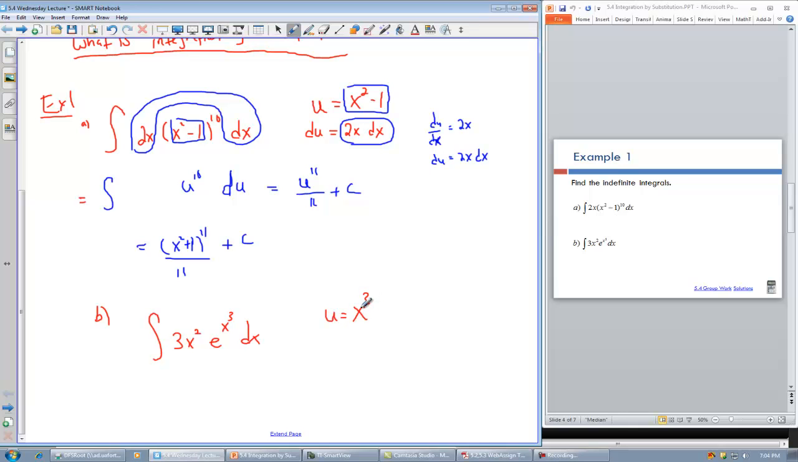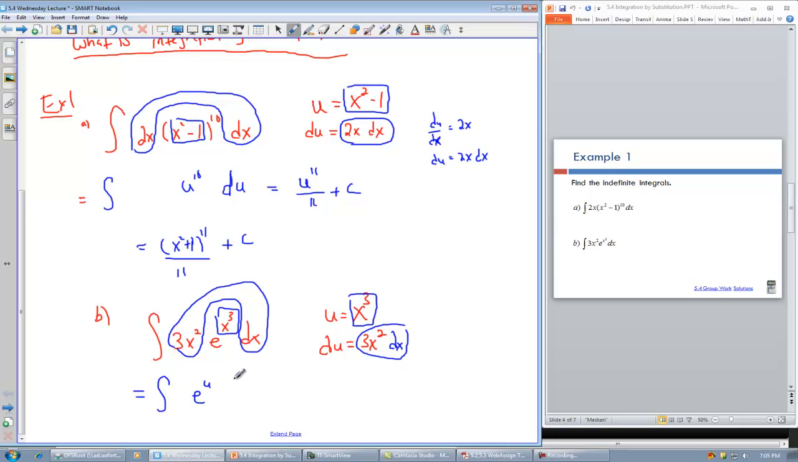So I have x cubed here, and its derivative, du, is equal to 3x squared. And now I'm going to substitute back in. I'm going to substitute in for x cubed. So here's my x cubed, and that's equal to u. And then over here, this is my du. Oops, I forgot to write dx over here. Make sure you write dx. So this is my du. And so this is equal to the integral of e to the u, since 3x squared dx is just du.